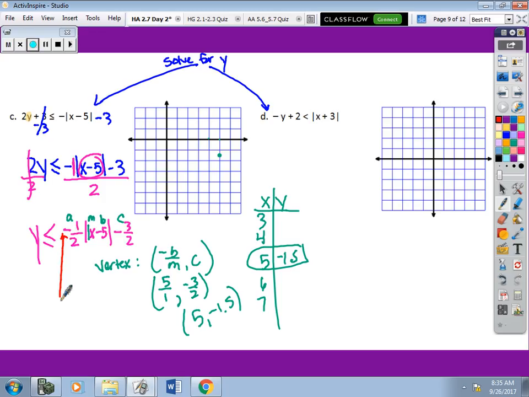So what's going to happen with this graph? What's the negative in front, tell me? Abby? Good, it's a reflection downward across the x-axis. Okay. And the 1/2 is a vertical shrink.